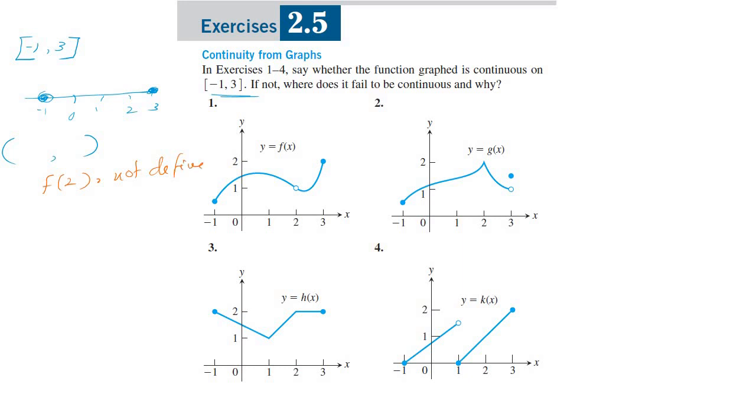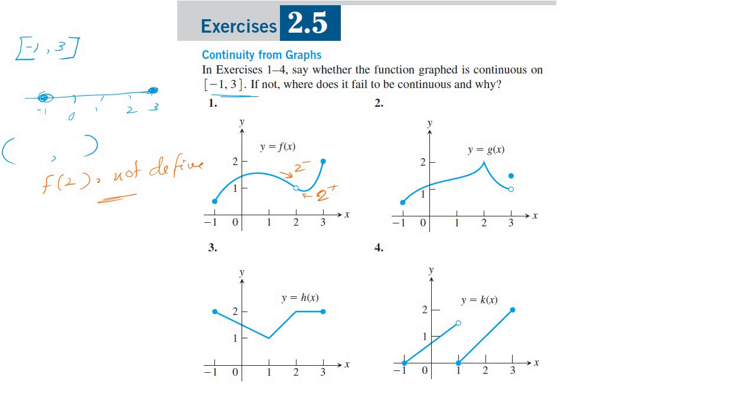So if it's not defined, it is not continuous. So we can say that though the limit exists at 2 as x tends to 2 in the positive direction and x tends to 2 in the negative direction, the limit exists, but it's not defined at 2.